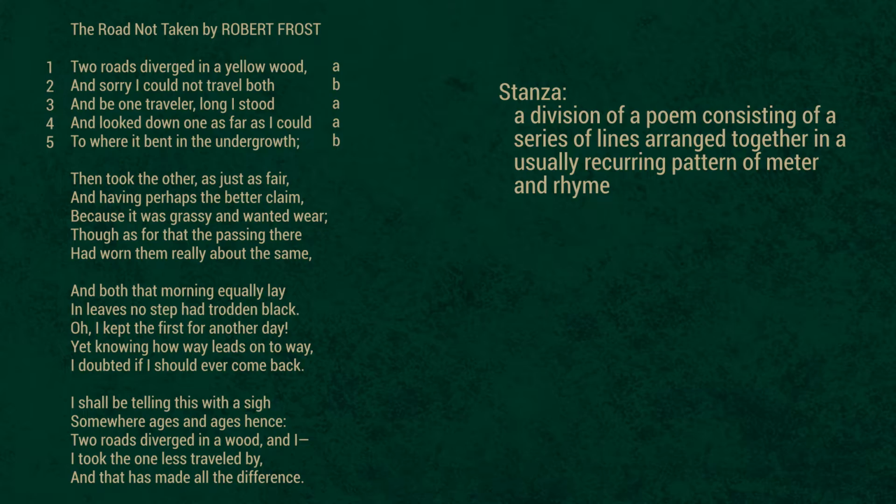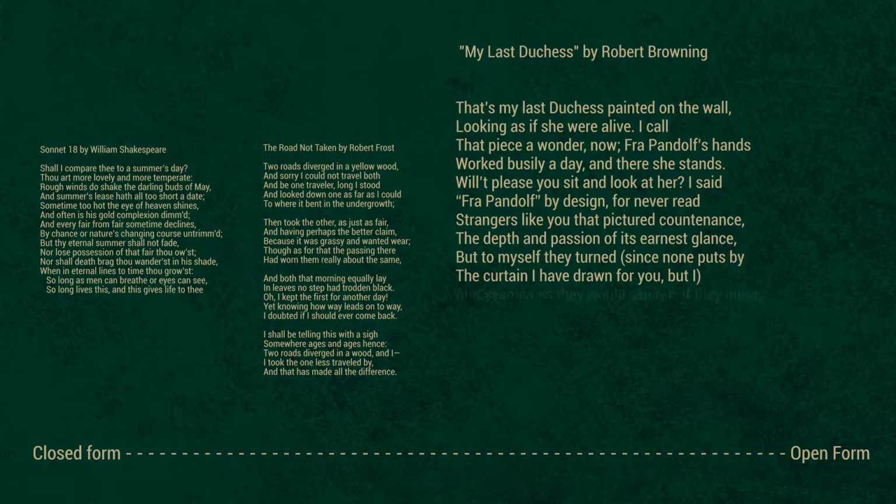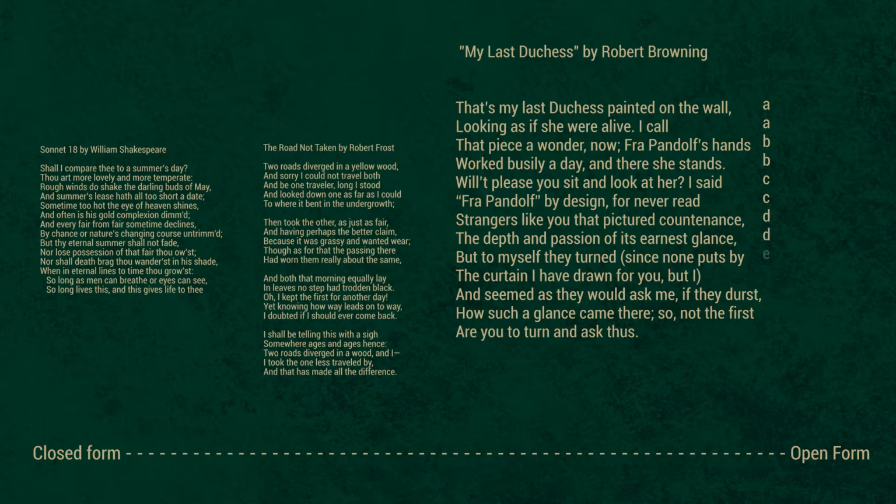As we move down the continuum toward open form, we will find poems that have only a few of these structural elements. Look at this passage from Robert Browning's My Last Duchess. Browning has written this poem in rhyming pairs of lines. That's it. That's all the formal structure there is. And what's more, when you read this poem naturally, you can't even hear the rhymes.